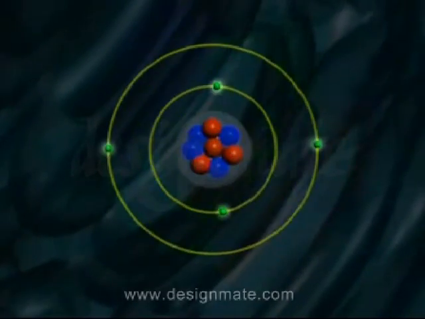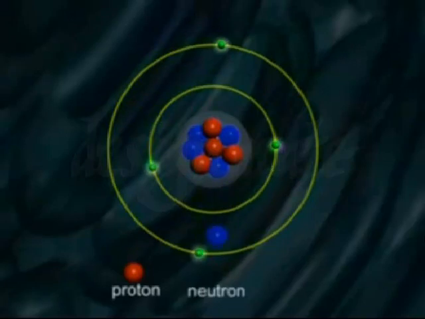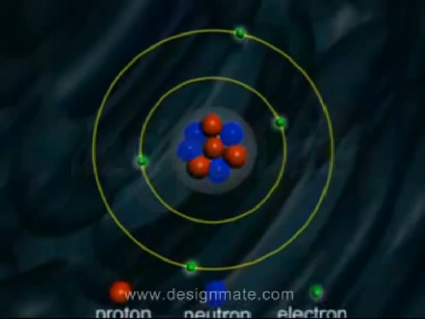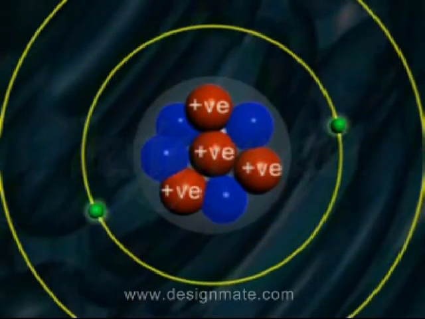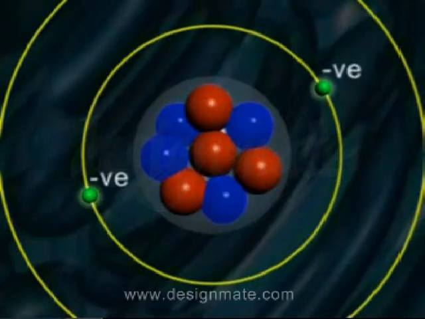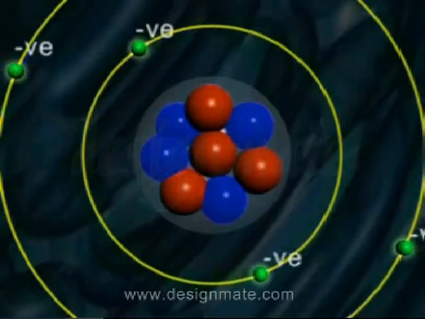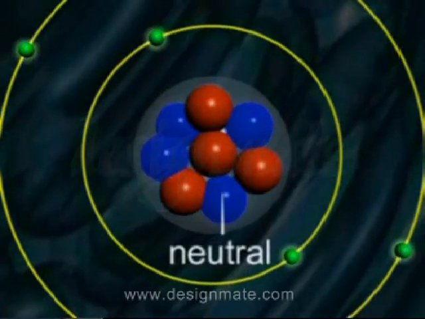The atom is made up of three basic particles: the proton, the neutron, and the electron. The proton is positively charged. The electron is negatively charged. The neutron is electrically neutral.